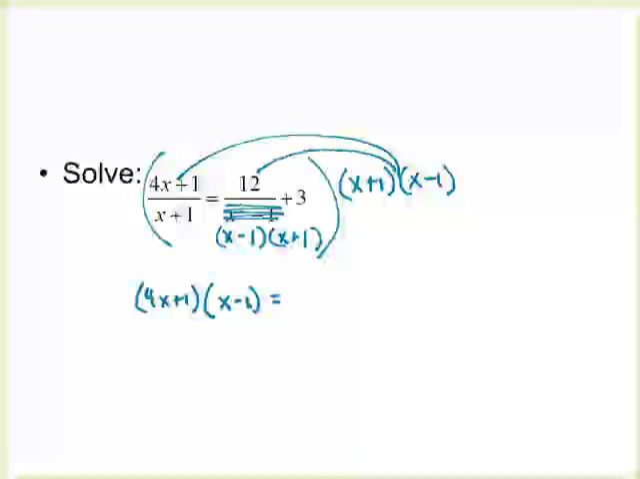The second one, everything on the bottom matches to cancel, so we're left with just the top of 12. And don't forget to multiply by a constant, even if it's not a fraction. We still need to multiply by it, and just nothing cancels. So I get 3 times x plus 1 times x minus 1. Questions on that?